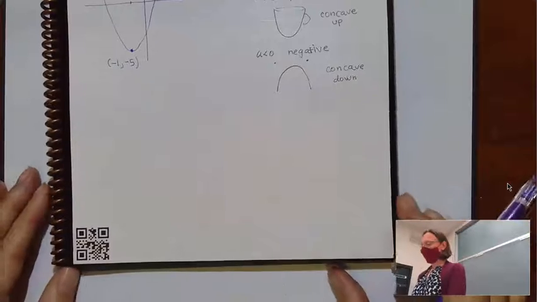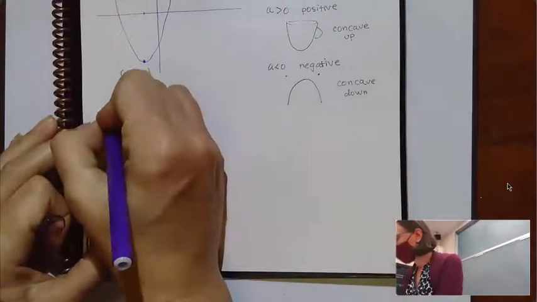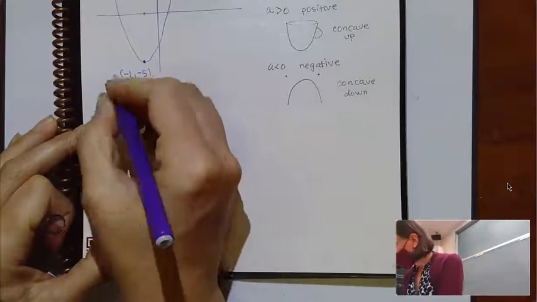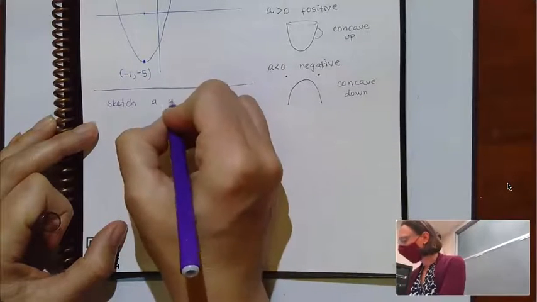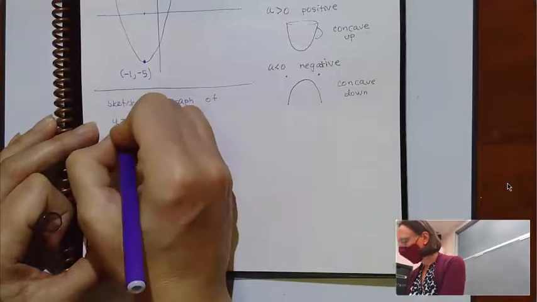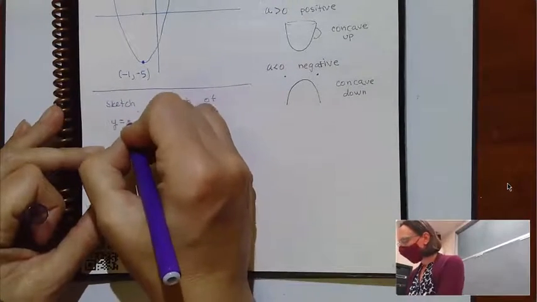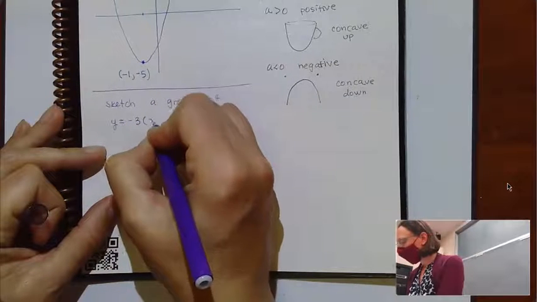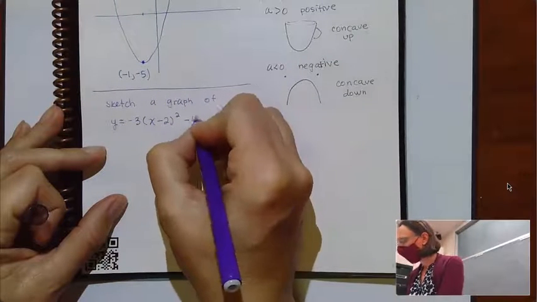And I am keeping an eye on the chat, so you can keep throwing more questions at me. But let's sketch a graph of y equals -3 times x minus 2 squared minus 4.